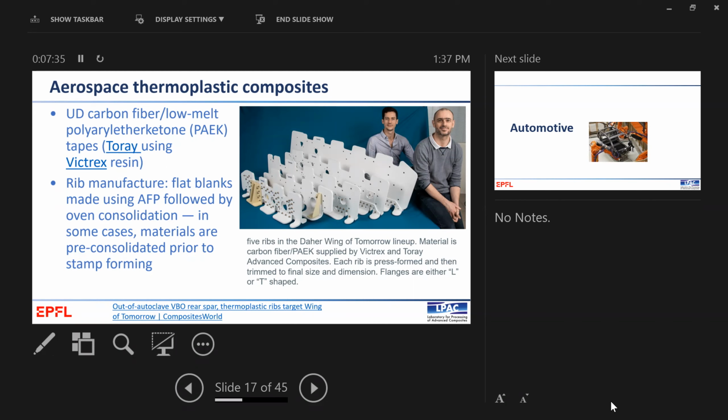So that's a really quick tour of aerospace, of the kinds of things that they're looking at: getting rid of labor, going to automation, using these UD materials, out of autoclave processes, interest in thermoplastics, okay? We'll look at the recycling issues in the third lecture, and we'll see that's very embryonic.